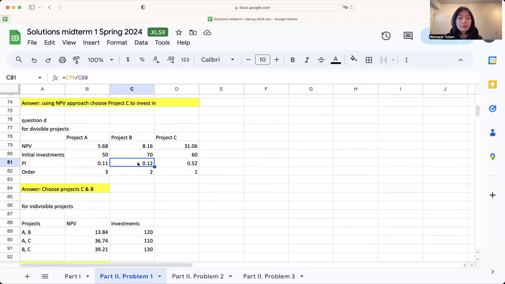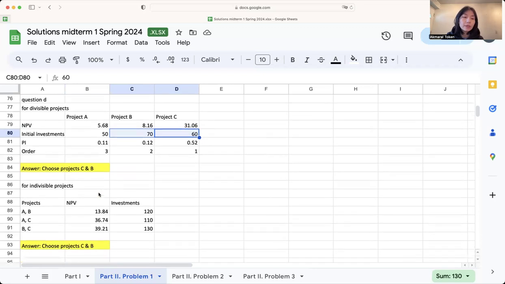And for project B, it's 0.12, and for project C, 0.52. So basically, you have to rank them in correct order, starting from the highest number, which is 0.52. The second one is 0.12, and the third one is 0.11. And you have these initial investments of 60 and 70 for projects B and C, which gives you 130 in sum, and the capital was limited to 130, which means that you cannot take projects anymore. So for divisible projects, you have to select projects C and B if capital is limited.